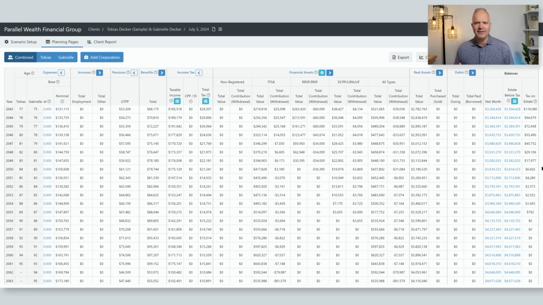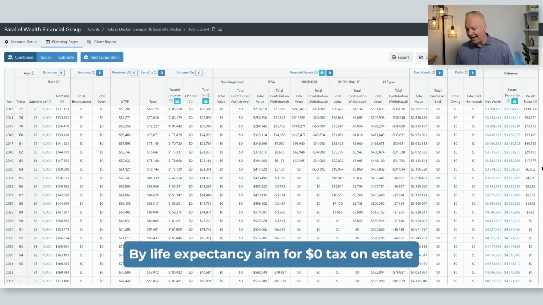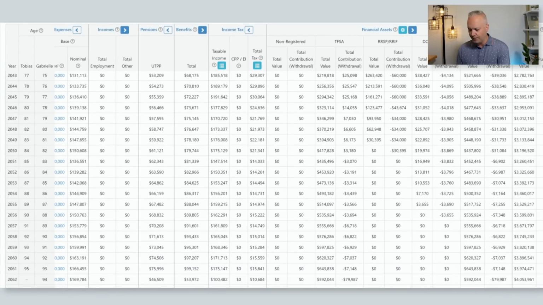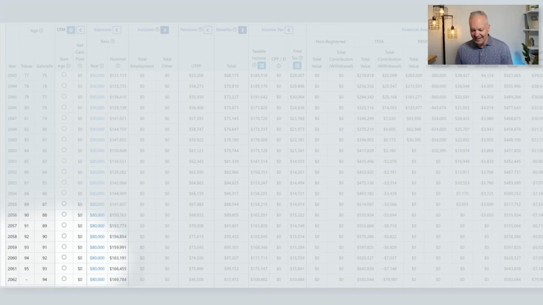You want your plan to map out where that tax on estate is gone by life expectancy, but you show cash flow till 95. So again, these clients, we're showing them a cash flow all the way to age 95. You can see that $80,000 goes all the way till Gabriel turns 95. Very important. If she continues to live, we need income for her. But if they do die when they're supposed to, at life expectancy, we've also planned for that.